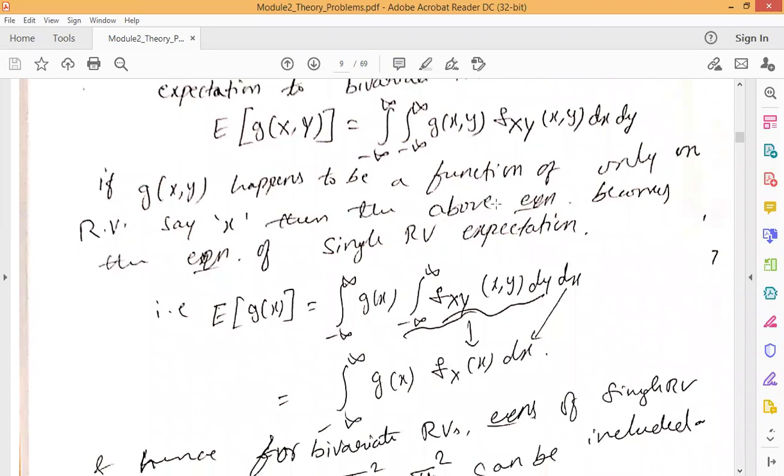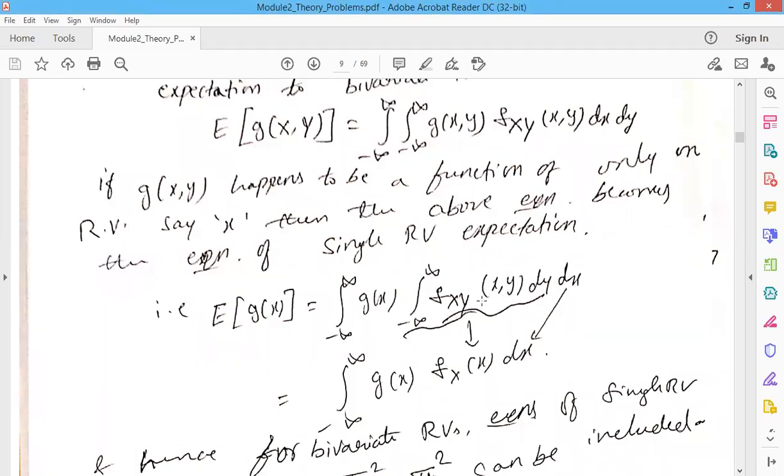In that case, the expectation of g of x comma y reduces to expectation of g of x is equal to the integral from minus infinity to plus infinity of g of x, times the integral from minus infinity to plus infinity of f_XY of x comma y dy, into dx. Here this integral of f_XY of x comma y into dy is nothing but integrating the bivariate PDF with respect to y.